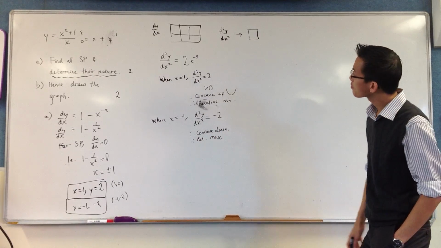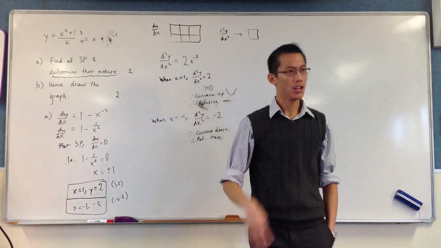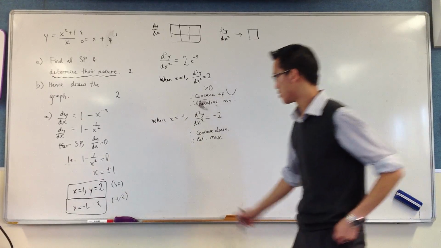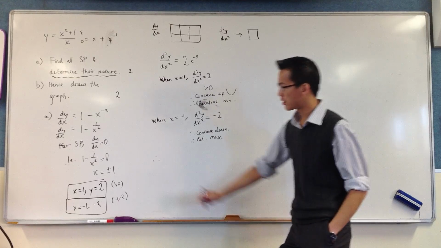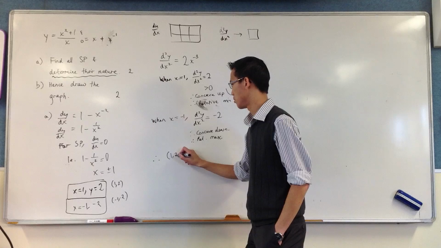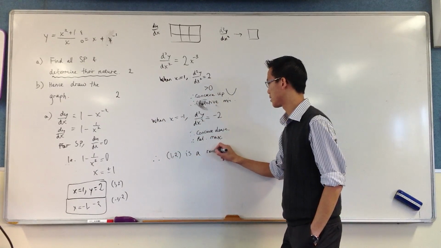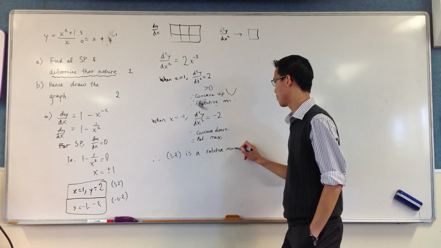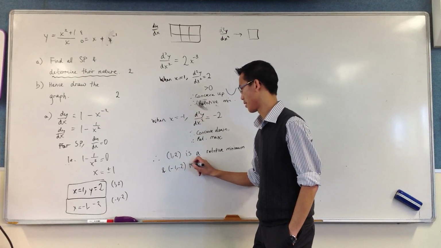All right. Now, since this is a question all on its own, you should actually conclude this question and have a sentence, right? So you would say, therefore, I've got these two stationary points and I'm going to say what their nature is. So I'd say 1, 2 is a, which one was this one? This one is a relative minimum. And the other one is the other thing.